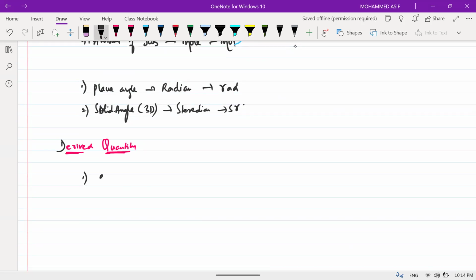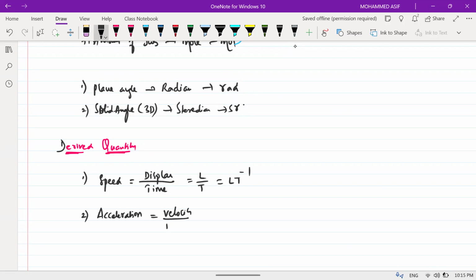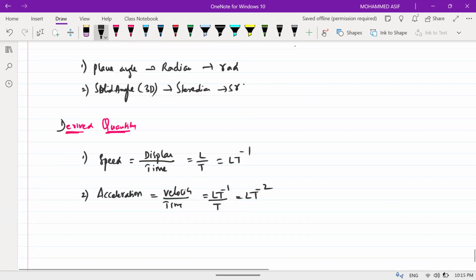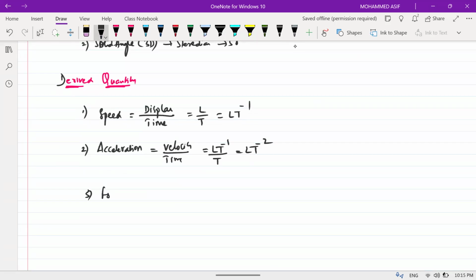Like if I am talking about speed, speed is equal to displacement divided by time. Displacement is L, time is T. The dimension is LT power minus 1. Velocity is also the same. Acceleration is velocity divided by time, so LT power minus 1 divided by T is LT power minus 2. Then force, the dimension is mass into acceleration, so it is M L T power minus 2.